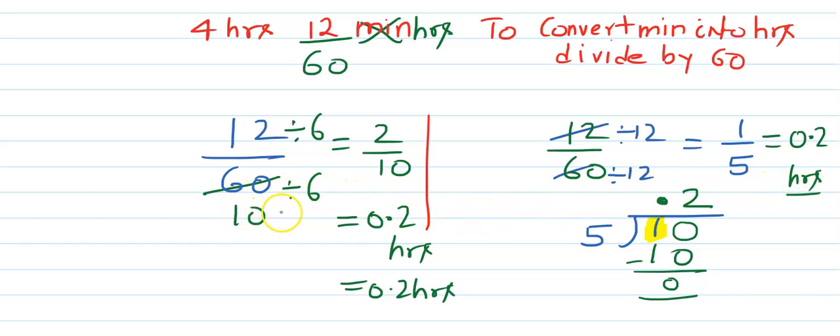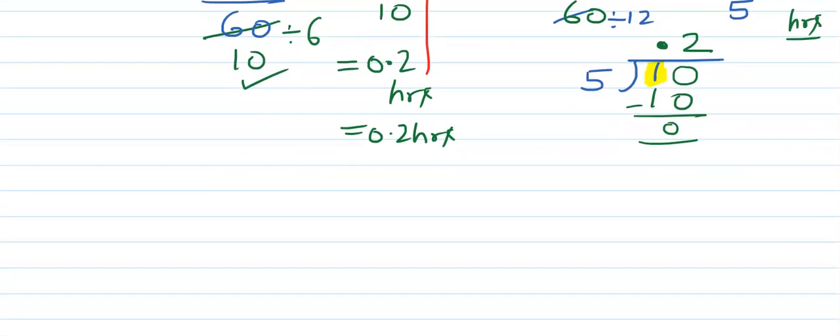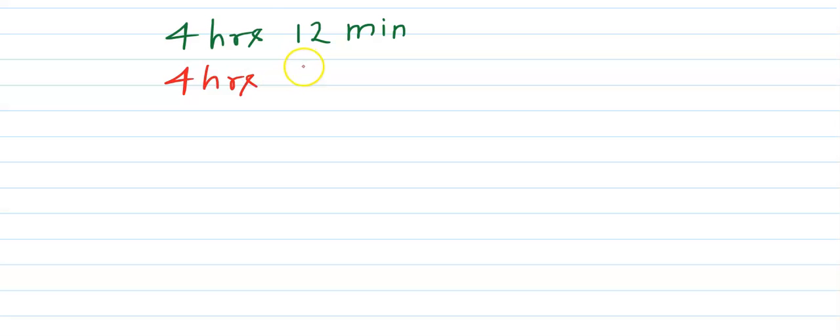So it's up to you. I will always advise try to make the denominator 10. If you can't, then you can follow this way. Okay, let's go back to our question. Our question was 4 hours 12 minutes. So 4 hours remains 4 hours. 12 minutes, if you divide by 60, has converted into hours.